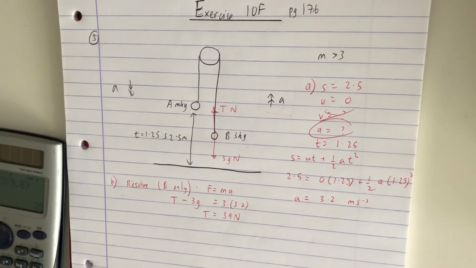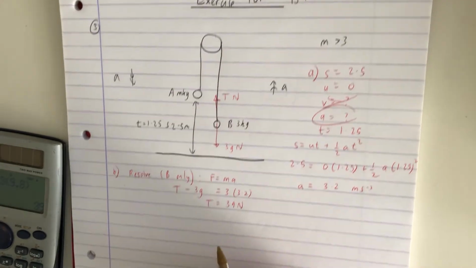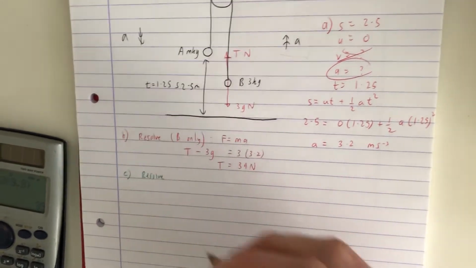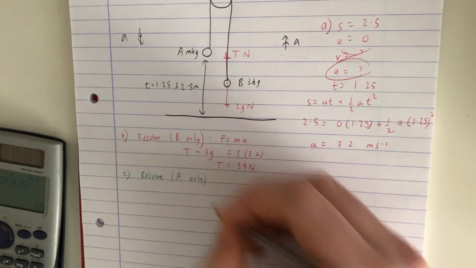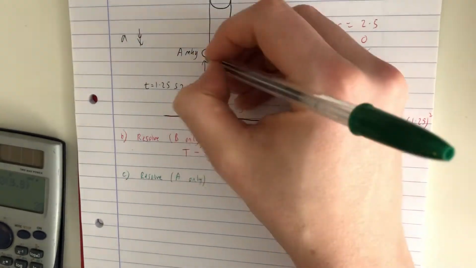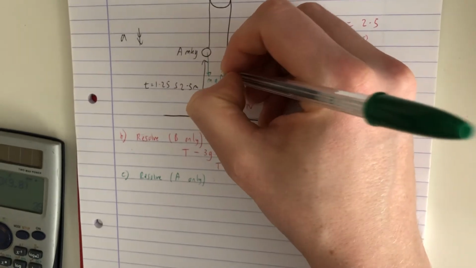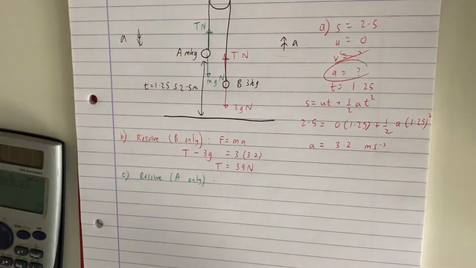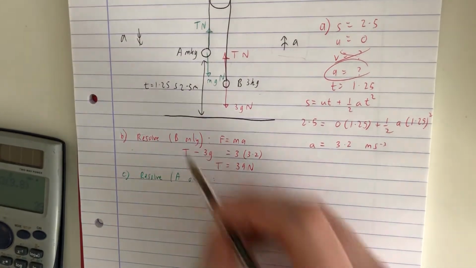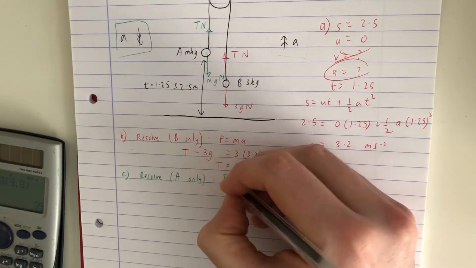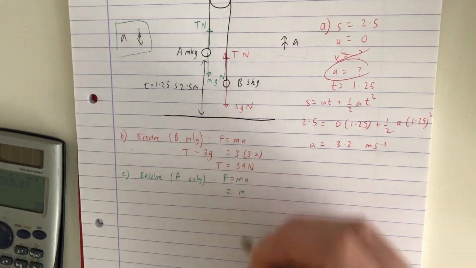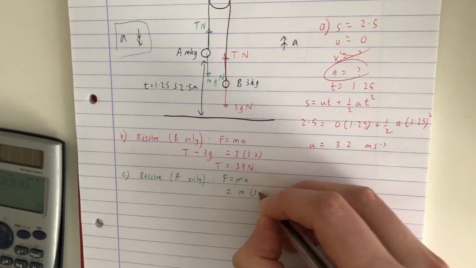Show that the mass of A is 65 over 11. This is part C. So this time we're going to resolve A only. So the forces acting on A, well, it has a weight, mg. It's attached to a string, so there's going to be tension, T newtons. And that is it. And it is accelerating. So F equals ma. The mass of this object is m. The acceleration of this object is 3.2.